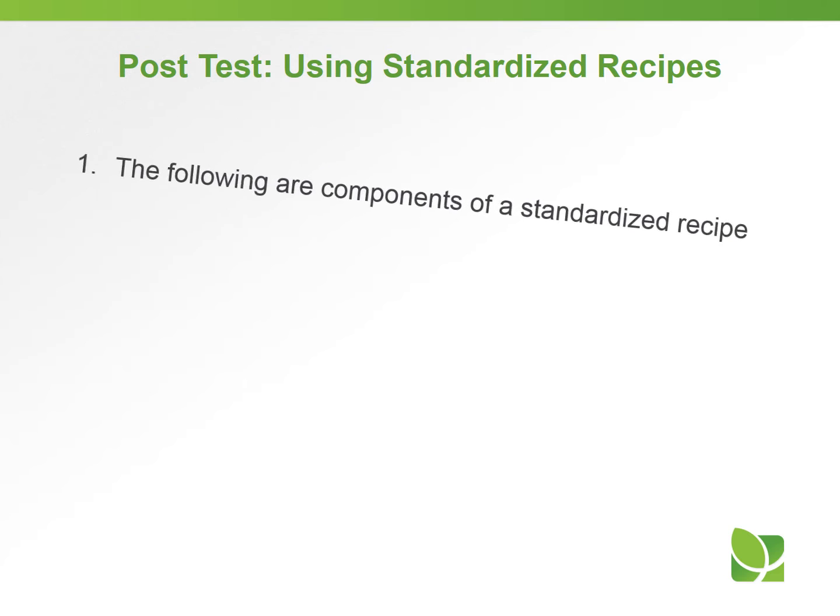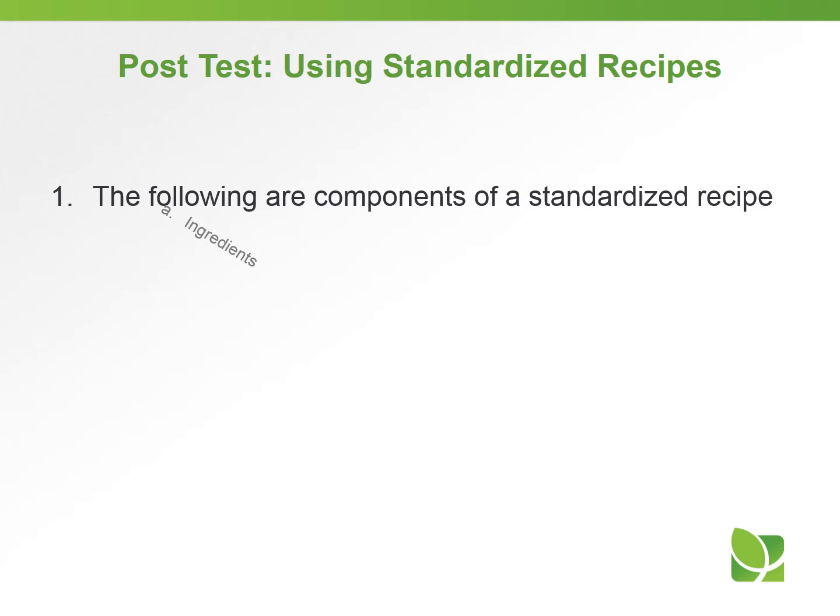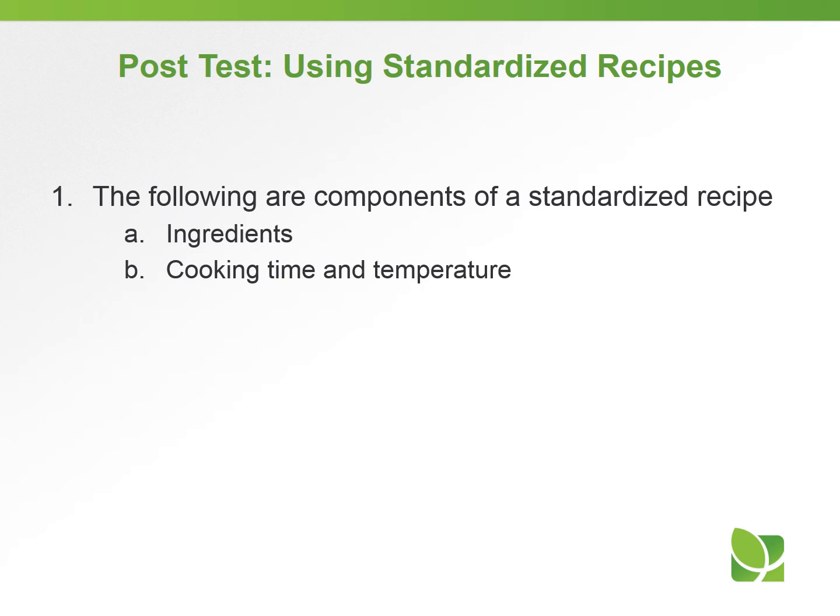Question number 1. The following are components of a standardized recipe. And if you remember, we talked about that they include ingredients, cooking time and temperature, and preparation methods. So the answer is D. All of the above.